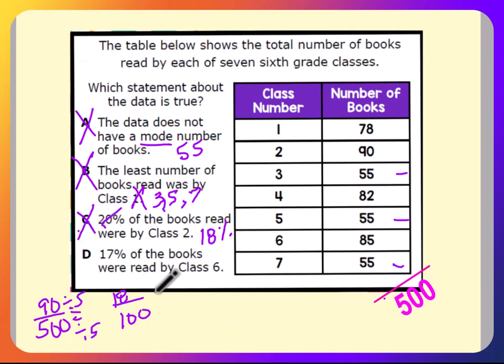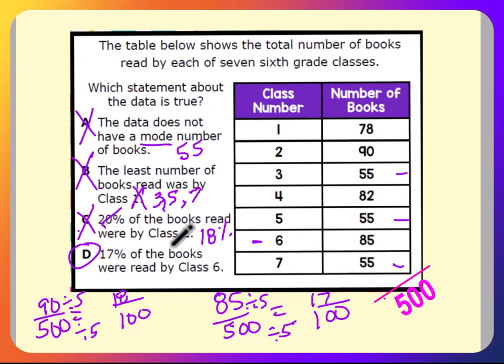And then D, we're going to do the same thing. 17% of the books were read by class 6. Here's class 6. They read 85. So they read 85 out of the 500. Again, we're going to use that same scale factor. We're going to divide it by 5 to get 100. And 85 divided by 5, does that equal 17? Yes, it does. So D was the statement that was true. So a lot of this is going back to the beginning of the school year in Unit 1 when we did our fraction decimal percent conversions and we were able to convert fractions to decimals or fractions to percents.